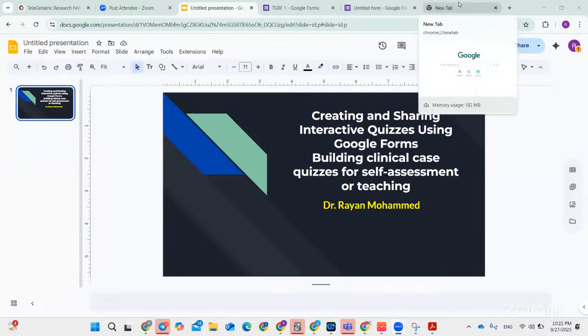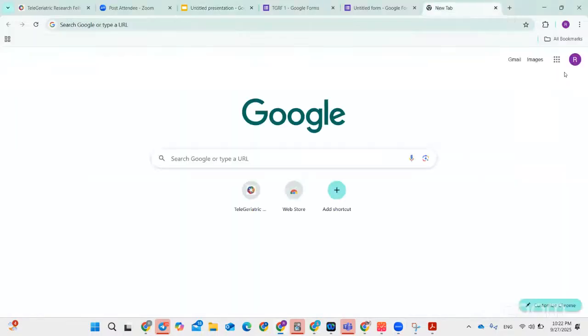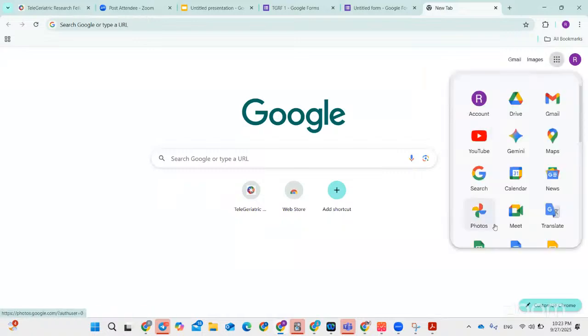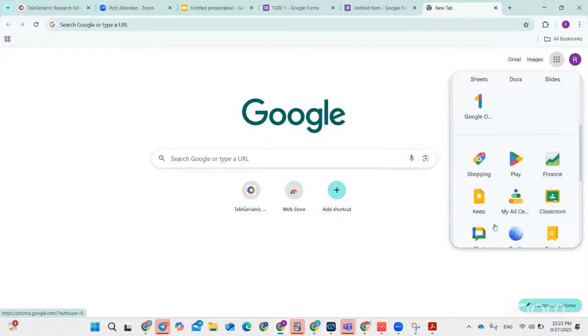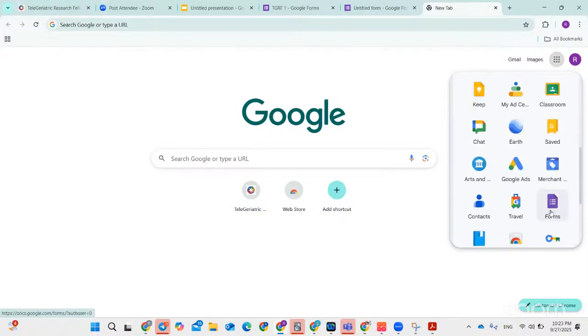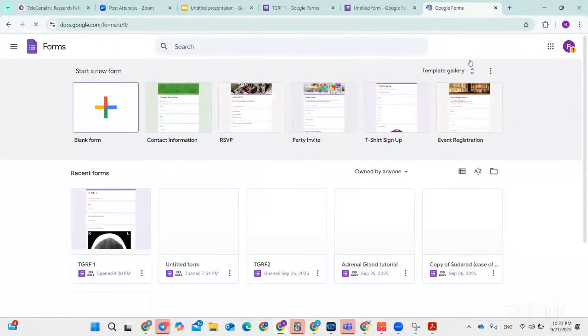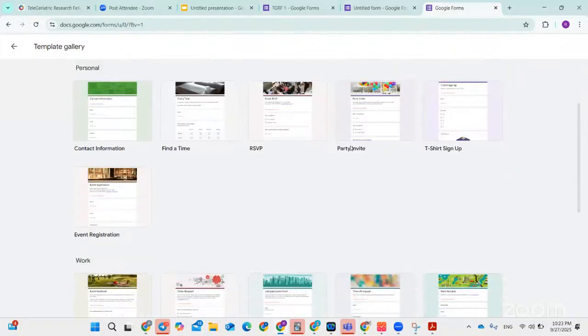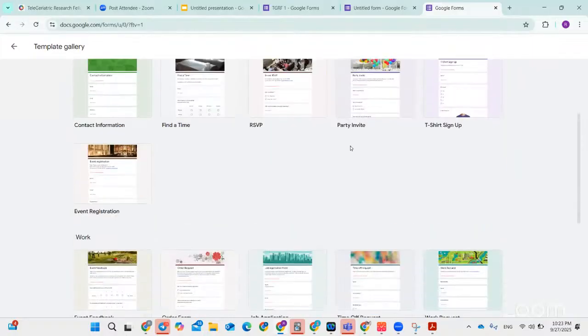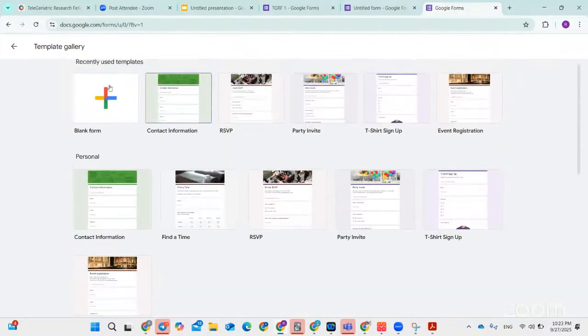So, for example, when we make a quiz, I'm going to share where we can find Google Form. When we open our Google, you can scroll down to the form. Then you have many templates that you can use, or you can make your own from scratch.